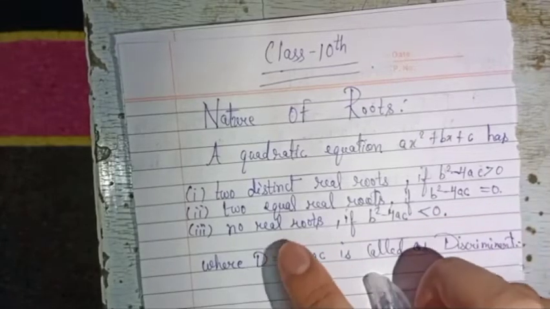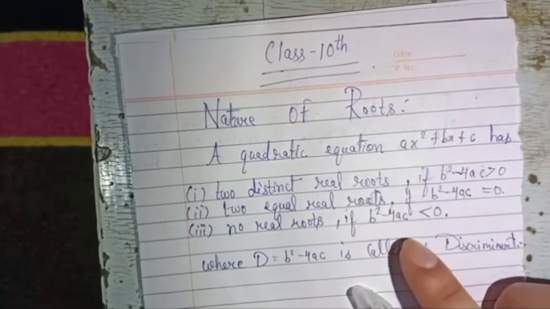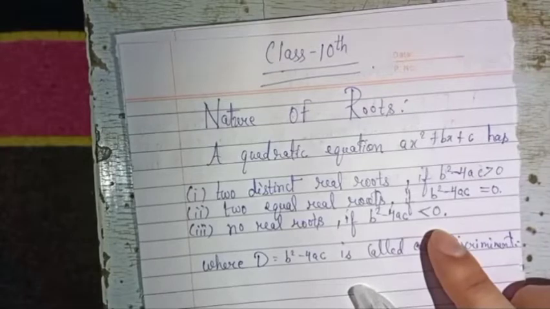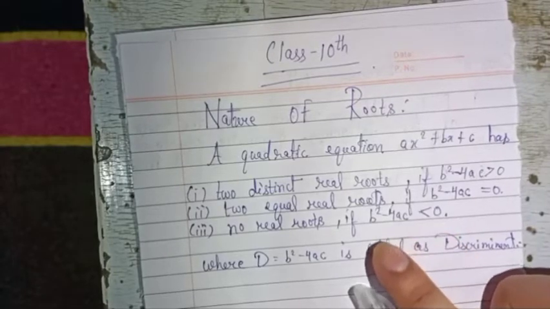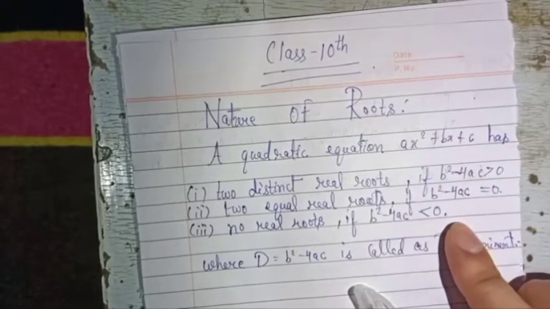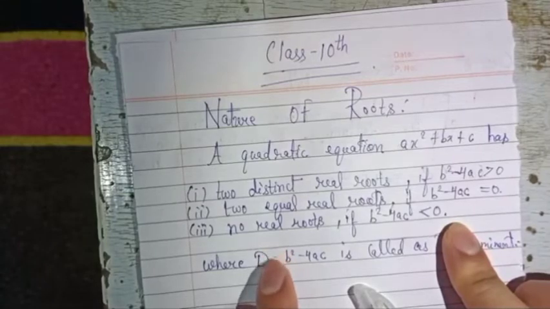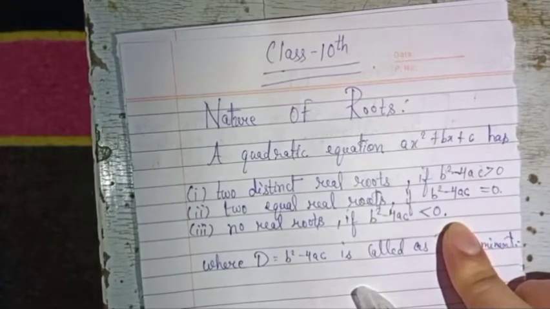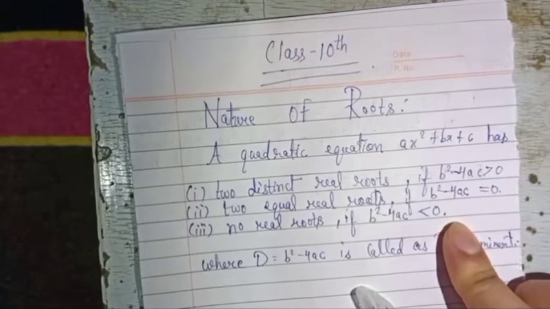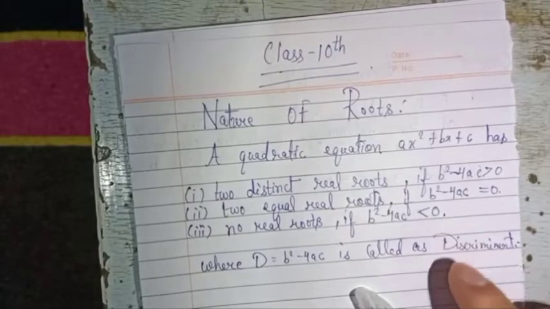Then the third condition, no real root. If b square minus 4ac is less than 0, then there will be no real root. That means there will be imaginary roots, or we can say the values will be under root. For example, 1 plus root 3, 5 plus root 6, like that we will obtain the value of the roots.